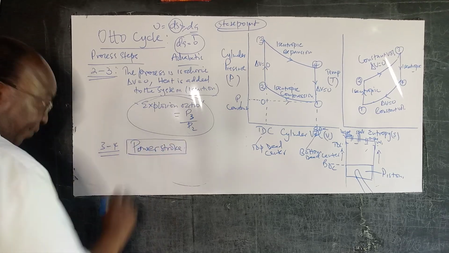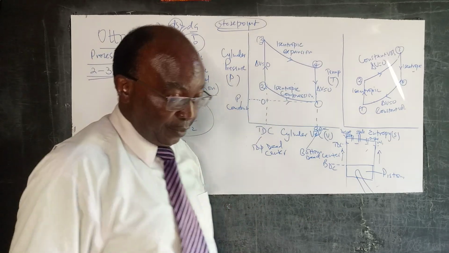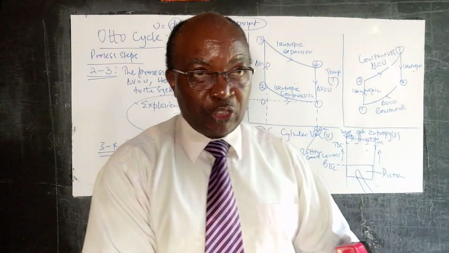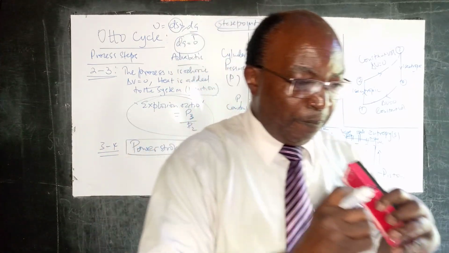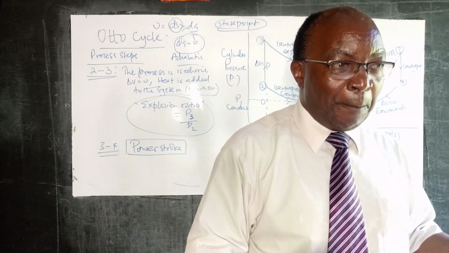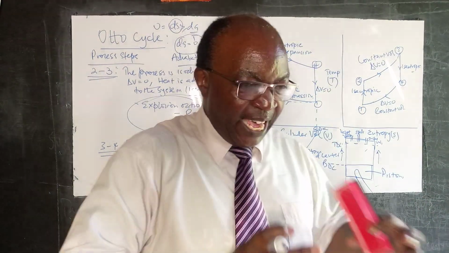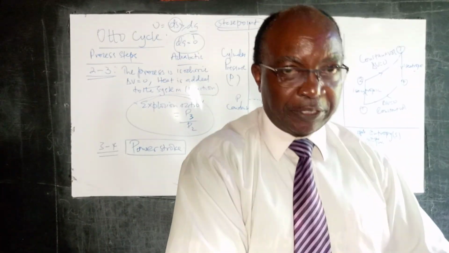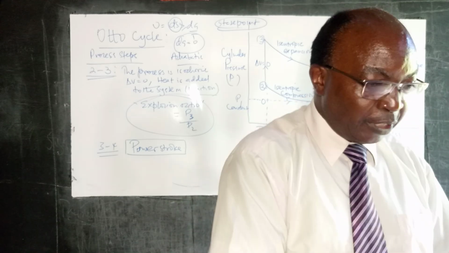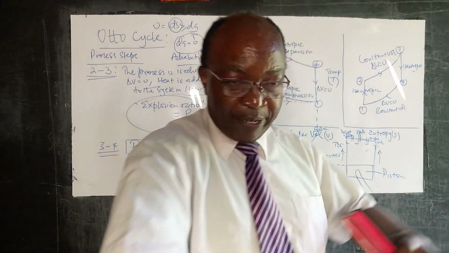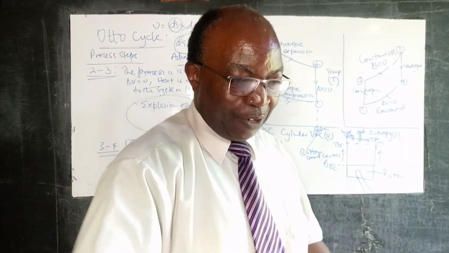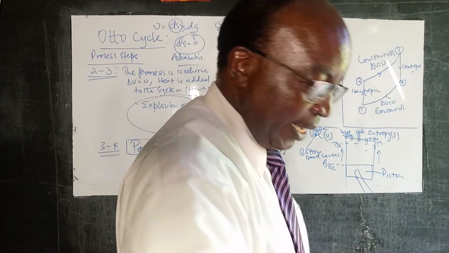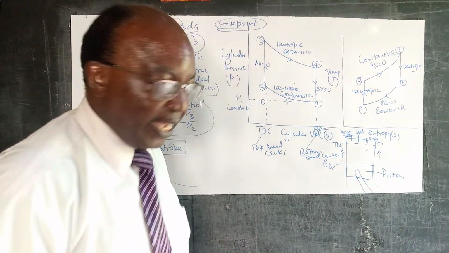This is the heart of everything. The power stroke. That's where, now that you have ignited the air-fuel mixture, as a result of the combustion you generate high-pressure gases which push on the piston. When the piston is pushed, of course, we have the connecting rod. The connecting rod is connected to the shaft, and so the linear motion becomes reciprocating and so forth.